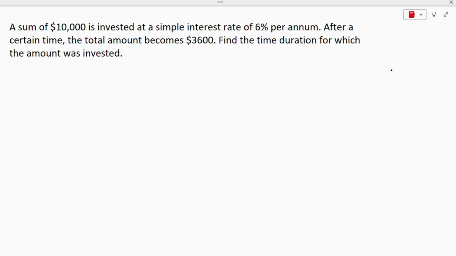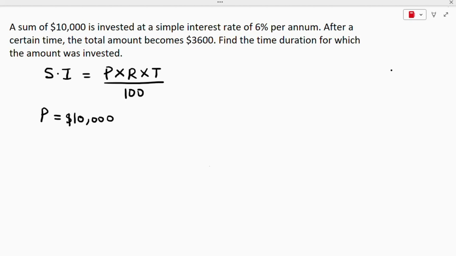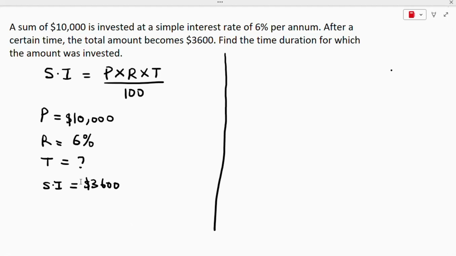So guys, the first thing we want to do is to simply write out the formula for simple interest, and we have that SI is equal to P times R times T over 100. P is equal to $10,000, the rate is 6%, the time wasn't given, and the simple interest, which is SI, is $3,600.